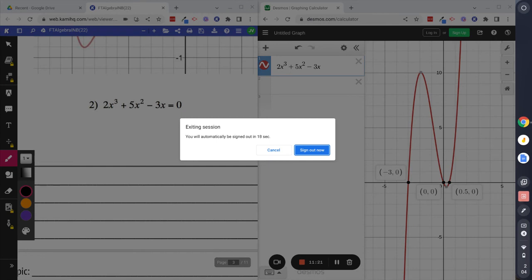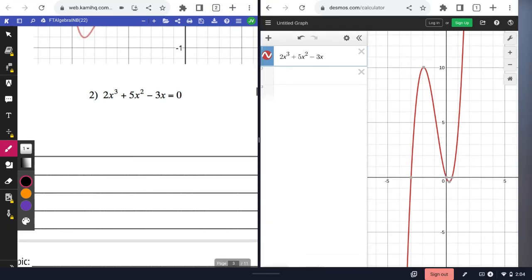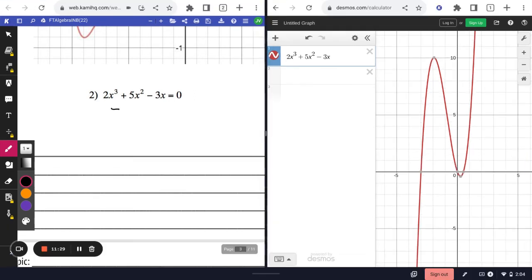-3. There we go. 0. And 0.5. If you get something like 0.33, just know that you might need to change it to a fraction. So we can totally say 1/2, because we know that. So that's your task.